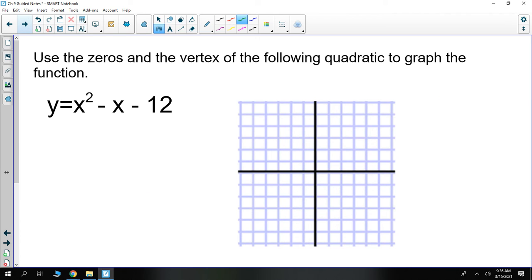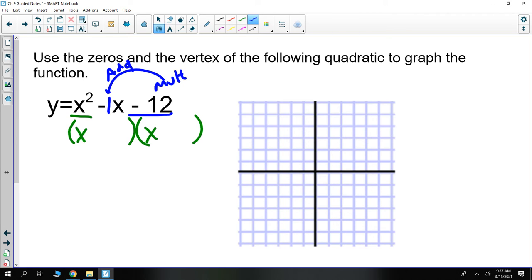Okay, so we're going to try this one more time. Use the zeros and the vertex to make the graph. So I'm going to put this in factored form. What multiplies to be x squared? That would be x times x. What multiplies to be negative 12, but adds to be negative 1? Well, that would be negative 4 times positive 3. That multiplies to be negative 12, but adds to be negative 1.